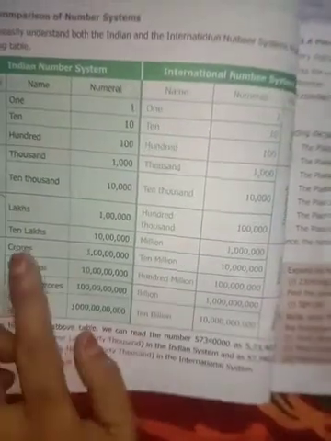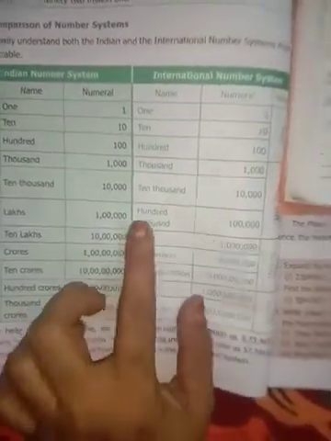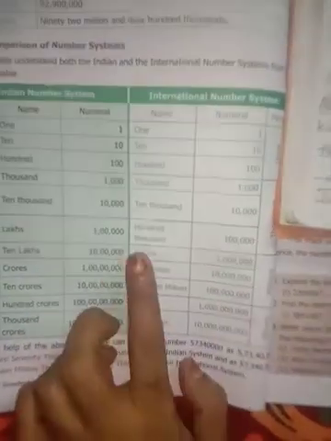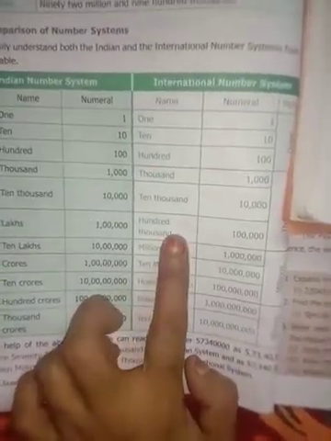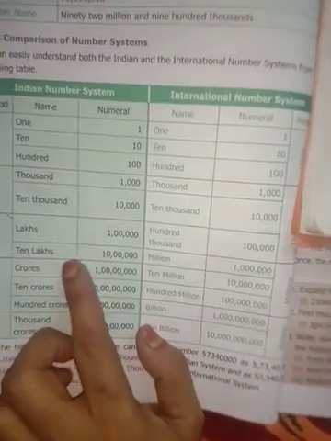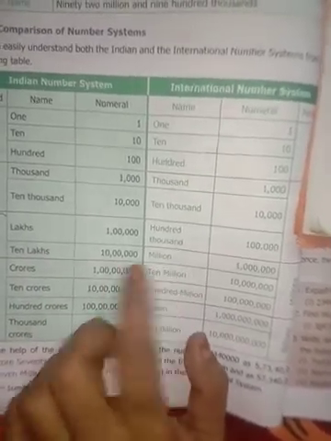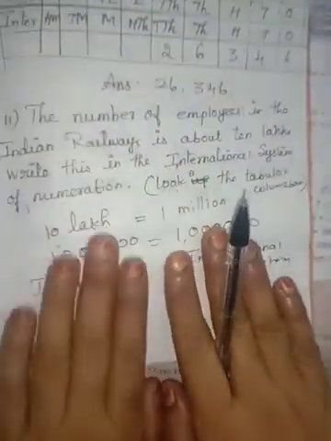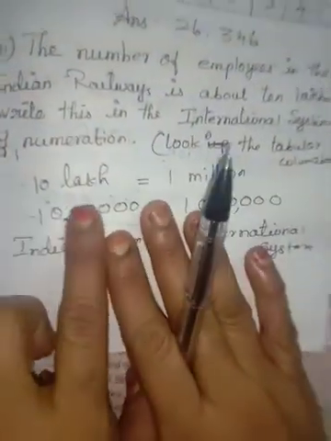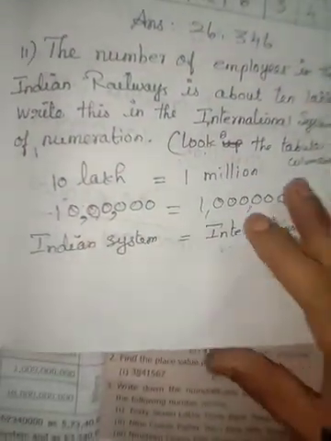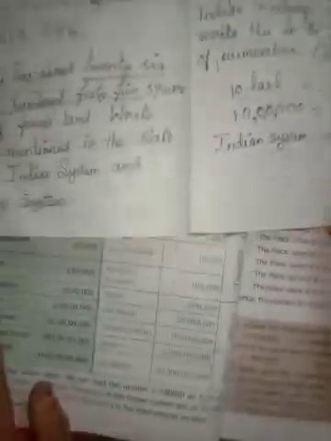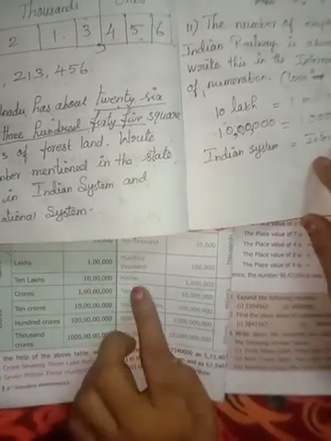In lakhs, they are asking, we can say 100,000 in the international system. That's why we can say that 10 lakhs is equal to 1 million. So the answer to this question is: 10 lakhs is equal to 1 million. For this question I am using this tabular column.